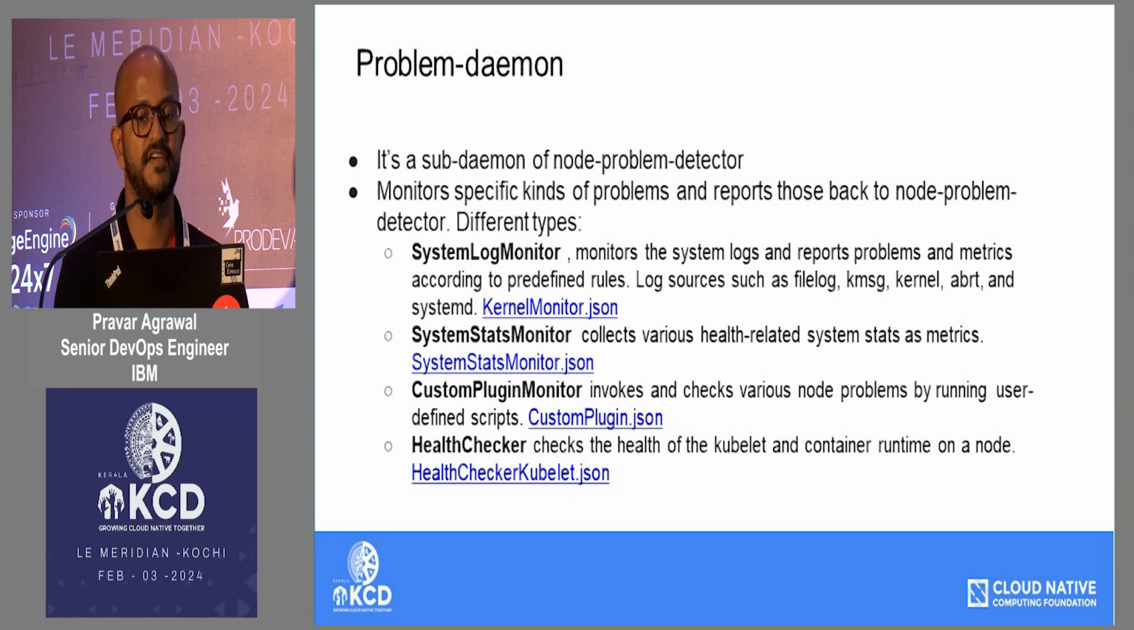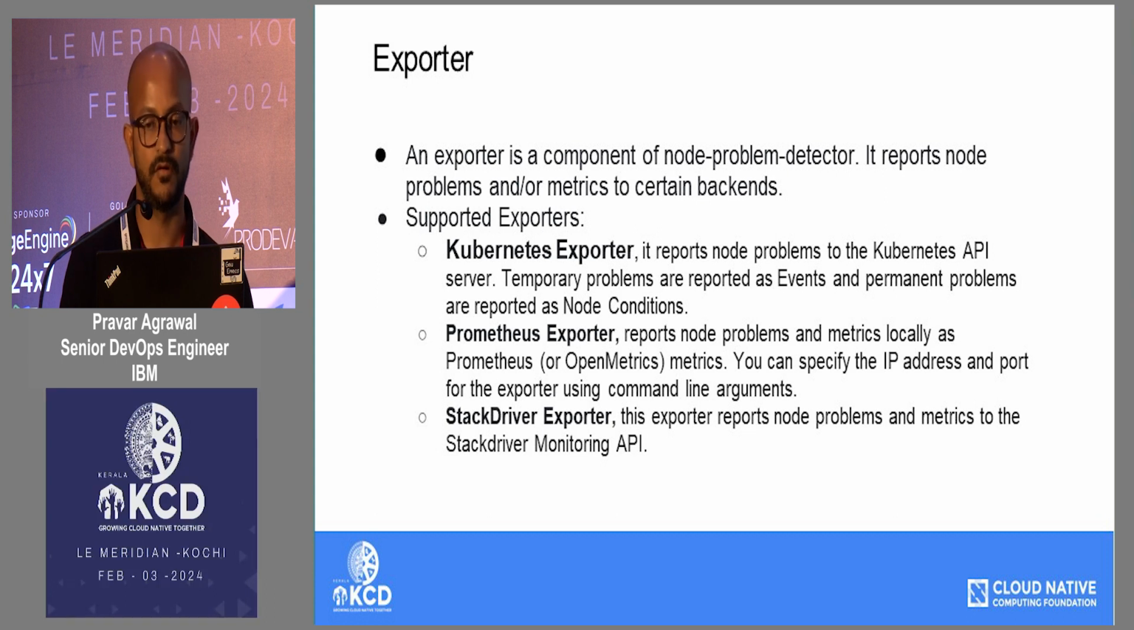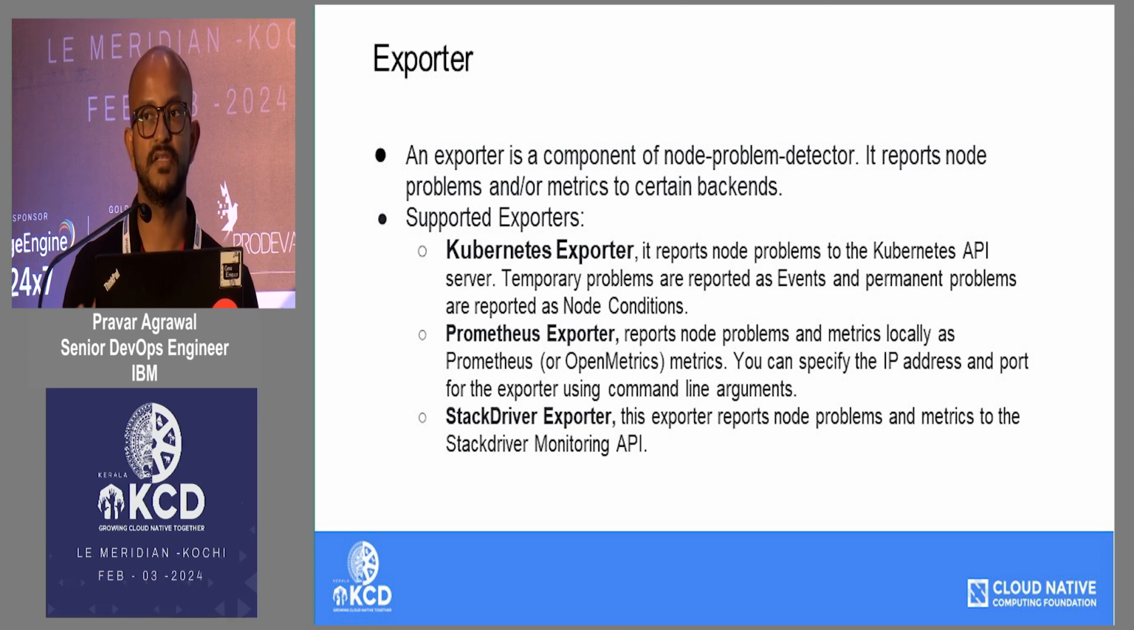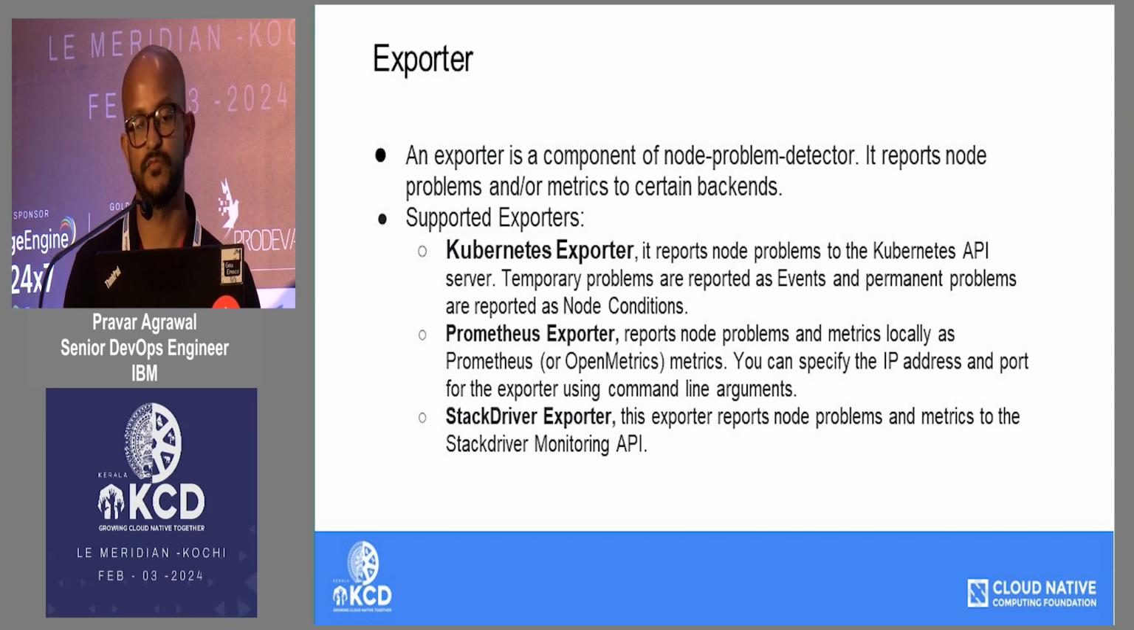So the exporter is also a component of NPD, which runs as a different sub process inside it, and it basically reports all the node problems and the metrics to the backends integrated with it. If I take an example of the Kubernetes exporter, it is just sending all these metrics or the events to the API server in the form of events and node conditions.